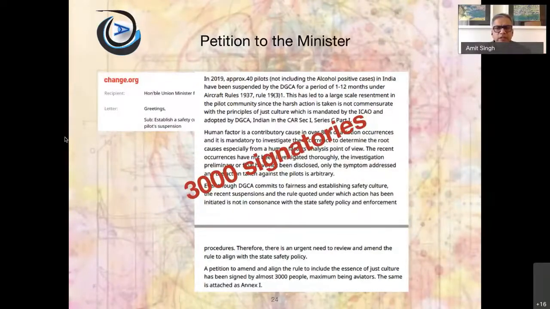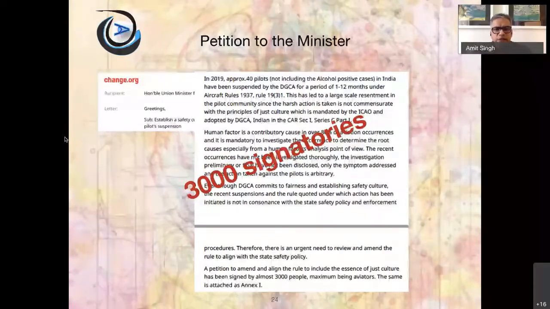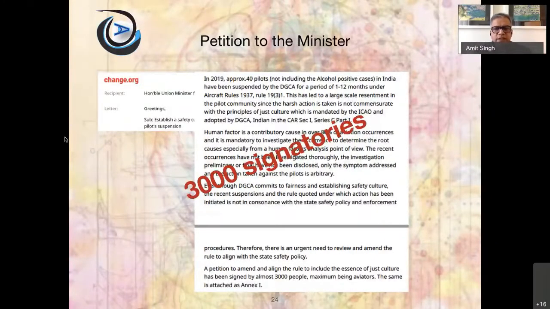So after the number of incidents last year, I filed a petition with the Honorable Minister of Civil Aviation. There were 300 signatories to it. That if the state policy is to inculcate just culture, then why are these harsh actions taken based on one clause of the aircraft rules? So that particular clause needs to be changed to inculcate the tenets of just culture. So far there has been no action, but still there was a lot of support.